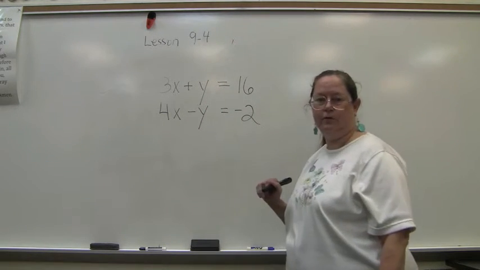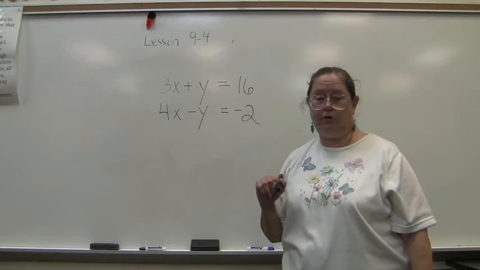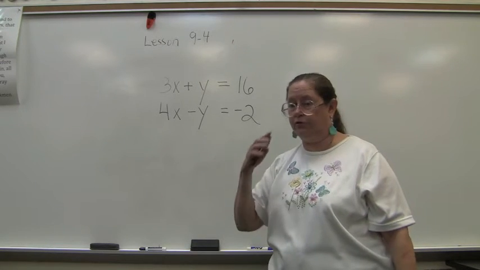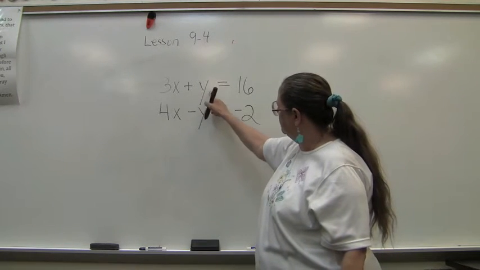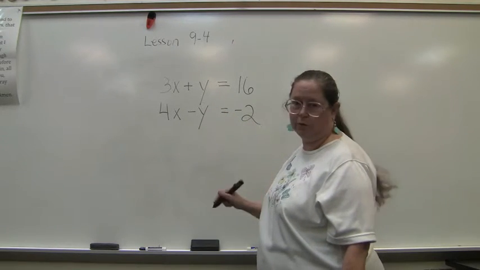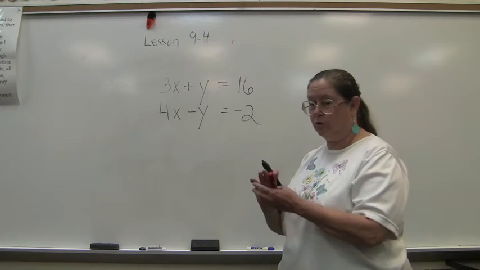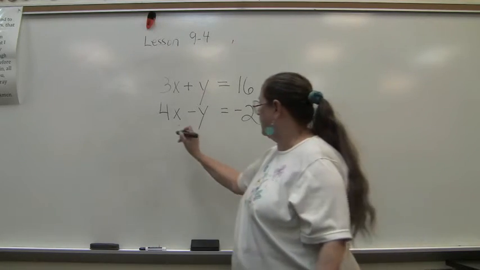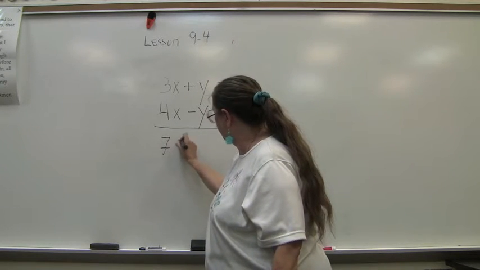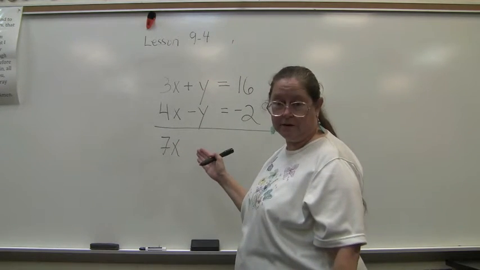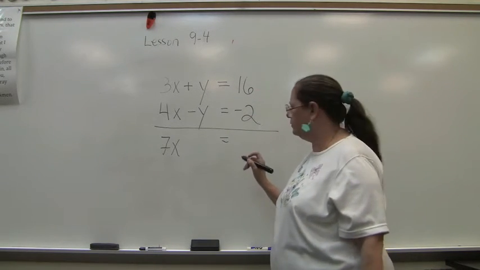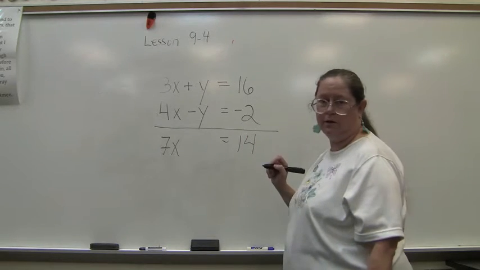Okay? Now, the reason I want to use elimination here is because my objective is to get rid of one of my variables. And if I look at my y's here, oh, I've got a positive 1y and a minus 1y. And if I add them together, that's going to give me 0 y's, and the y goes away. So I'm going to add everything together. 3x and 4x, I get 7x. The y's are eliminated. And over here, 6, positive 16, negative 2, I get positive 14.